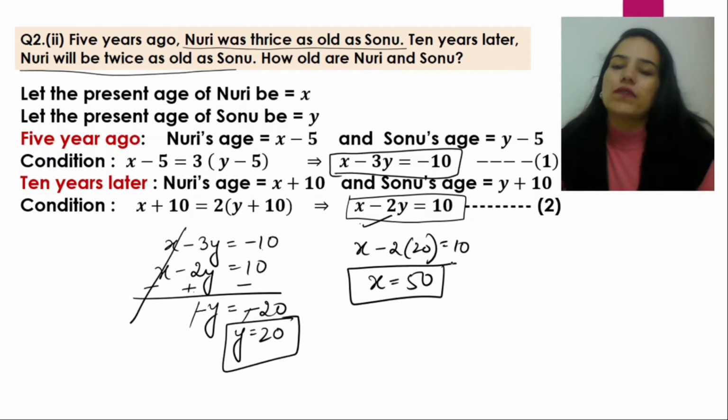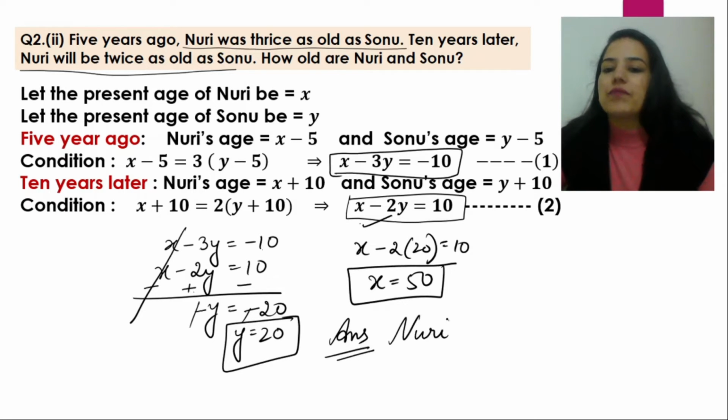Remember, age will always come positive. If there is any negative answer coming, that means you have made a calculation error, so go and check your calculations again. So what is your final answer? Noori's present age is 50 years and Sonu's present age is 20 years.